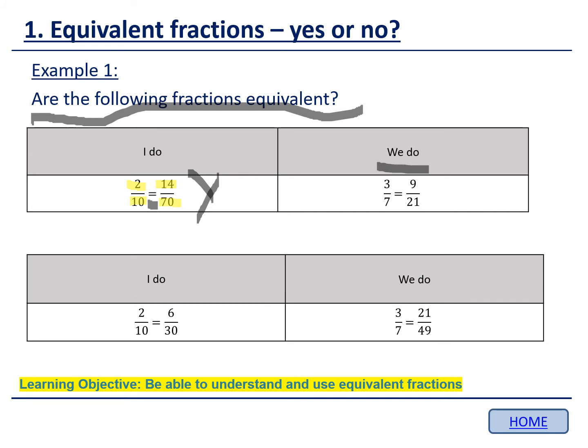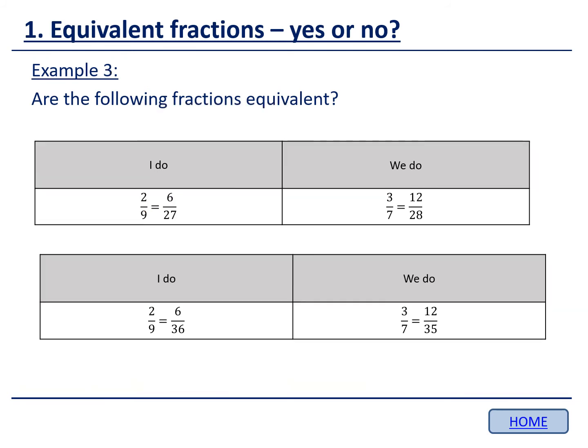Okay, the we do. Pause the video, have a go. Are the following equivalent? Yes, well done if you got that. Okay, I do. Well, 2 into 6, that goes 3 times. 10 into 30 goes 3 times. So yes, it is. That's a multiplier of 3. Okay, the we do. Pause the video and give it a go. Okay, how many times does 3 go into 21? Well, that's 7 times. Does 7 go into 49? 7 times. Yes, so that's the multiplier. So this one is yes.